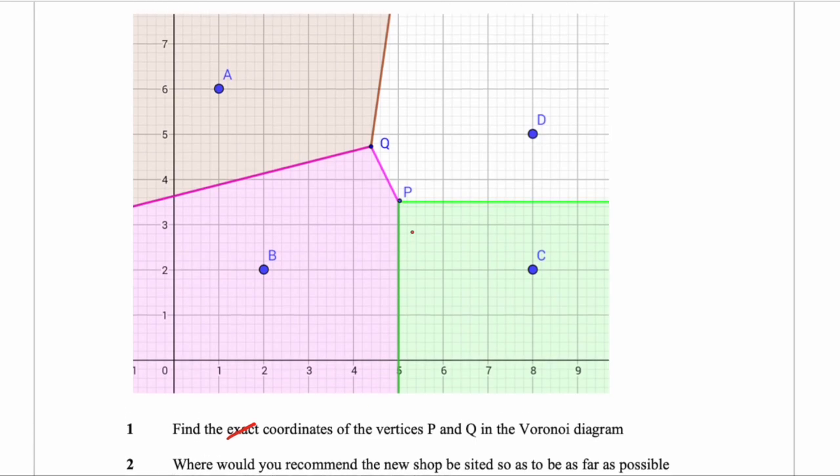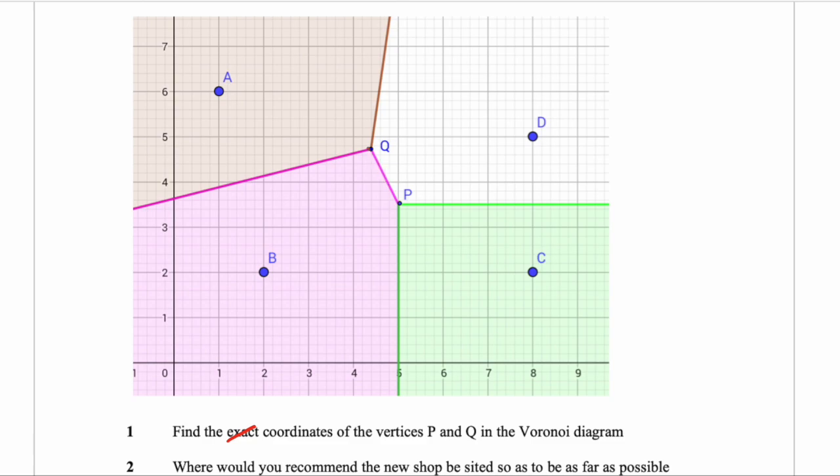So P appears to be the midpoint of B and D. Actually, the midpoint of C and D is right here at 3.5, so this must be up at 3.5. So the coordinates of point P are 5, 3.5. Now point Q is a little bit trickier. We know the equation of line QP. Well, we have a point, and we need to find the slope.